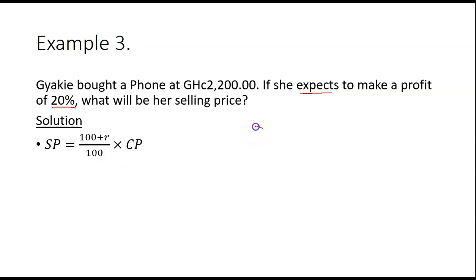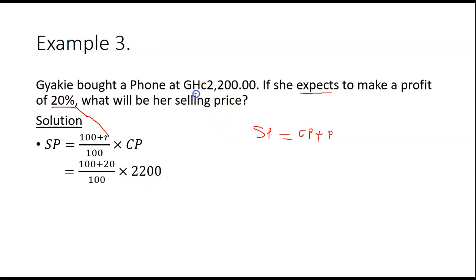You can also use the other one, SP is equal to CP plus profit. If you feel like using it for this question, I'll show you how to use it. So I'll come there. Now, SP is equal to 100 plus R divided by 100 times CP, isn't it? That's the constant formula for it. Now, what is R? R stands for the percentage profit. So when you substitute it there, it was 20%, isn't it? Times, what was the cost price?